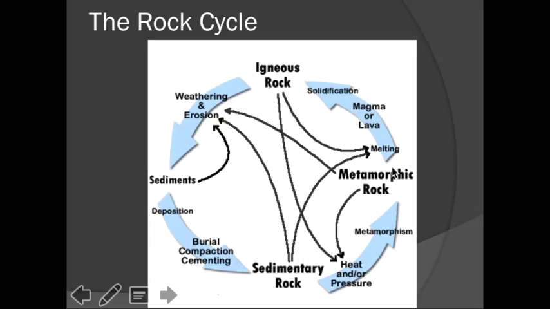And our last step: if you take a metamorphic rock and melt it, it becomes magma or lava. Once it recrystallizes, it'll form an igneous rock. And the same thing, if you melt a sedimentary rock down, or even if you melt an already existing igneous rock down, it'll become magma or lava, and then once it recrystallizes, it'll form an igneous rock. So you can see that literally every rock can become any rock if it undergoes the right process.